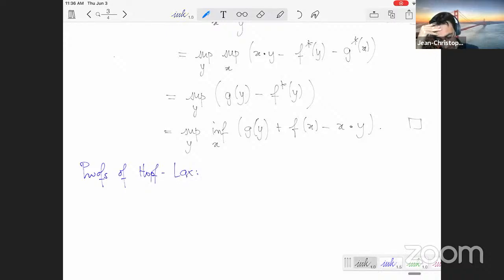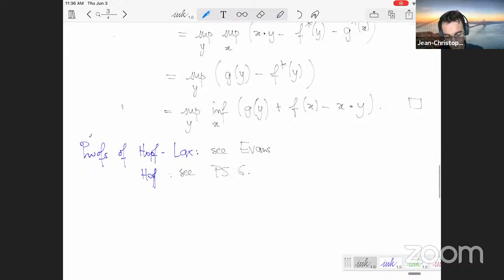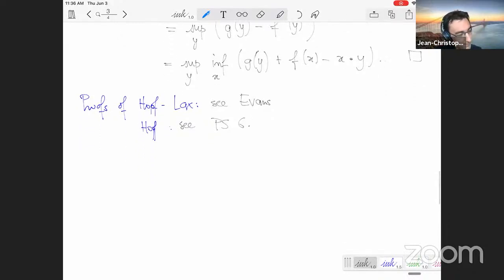So this is in Evans, and for Hopf, this is in problem set number 6. And so now if both are convex, thanks to this observation, you also have for problem set number 6 a proof of Hopf-Lax. So let me rewrite the Hopf formula one more time.